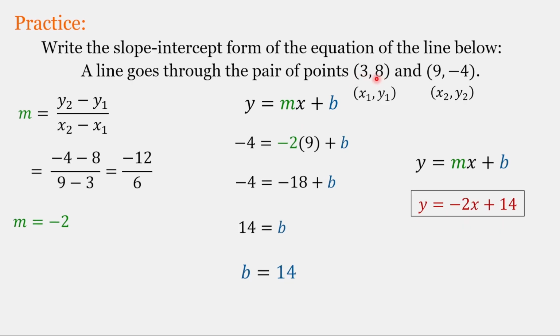For this second problem, we have the ordered pairs 3, 8 and 9, negative 4. A line with these 2 points will end up with a slope of negative 2. And then using that slope value in one of those points, in this case I chose the second point. Again, it does not matter which point you choose. Plugging that into the slope-intercept form and solving for b, we end up with a b value, or y-intercept, of 14. Then we can use that y-intercept and that slope to give us our equation, y equal to negative 2x plus 14.